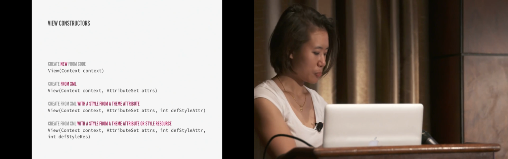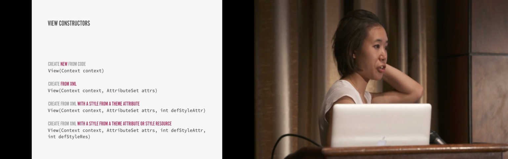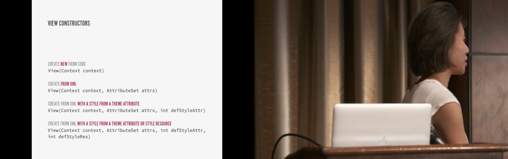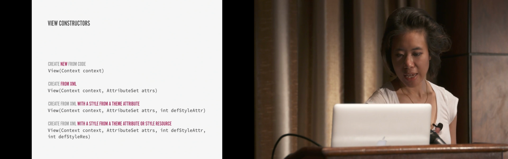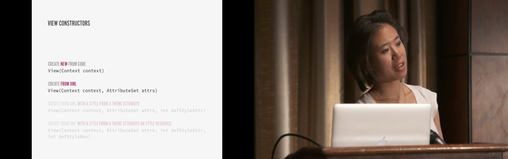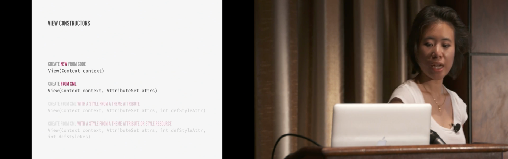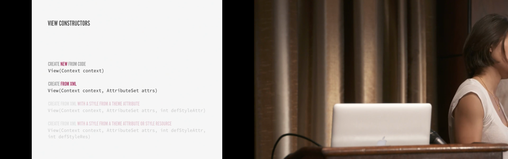All right, so when you're building custom views, the first thing you're going to need is constructors. You have to bring your custom view to life, and you're going to want to override the constructors in the base view class. There are 4 of them, and you really only need to worry about the first 2. These 2 constructors are used in 2 different situations.